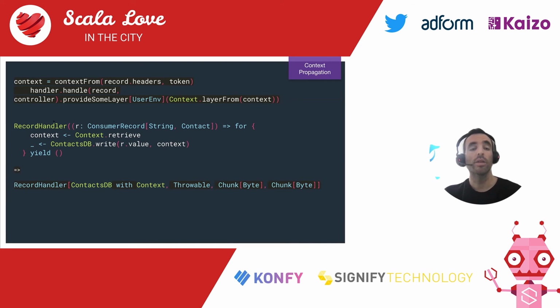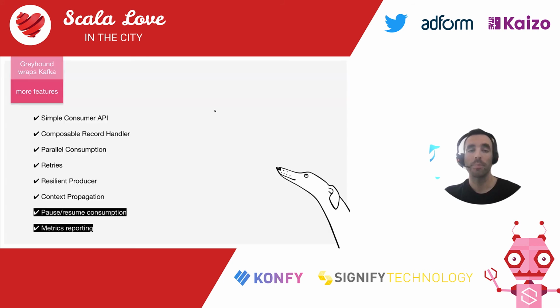So this is, of course, a ZIO flavor record handler. And we see here that we get a record handler with environment of database and record handler user context. So we can retrieve the context and write it to the database. So it's really simple and straightforward dependency injection, and it's quite powerful, I should think.